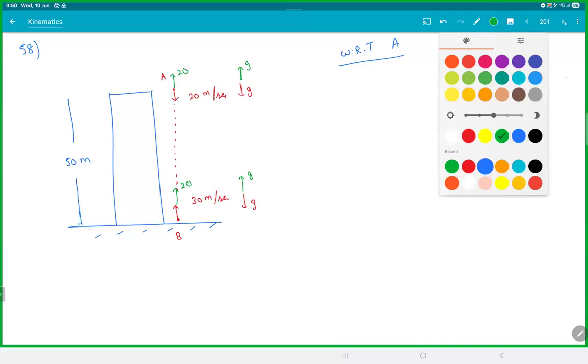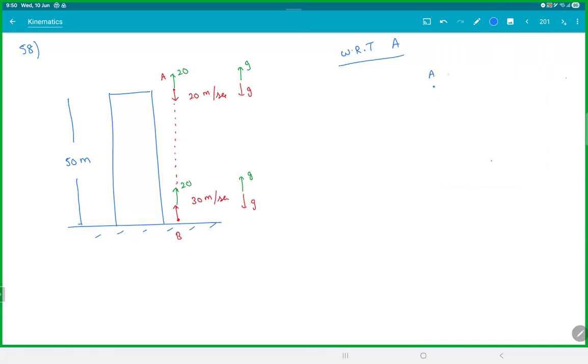Now, if you ask A what is happening, A will say, okay, I came to rest, I'm not moving anymore. But this person B is coming towards me with a speed of 20 plus 30, 50 meters per second. And what about the acceleration? g and g also got cancelled. The relative acceleration is 0. So A will think B is coming towards me with a constant speed of 50 meters per second. And what is the distance? 50 meters. That is what A thinks.